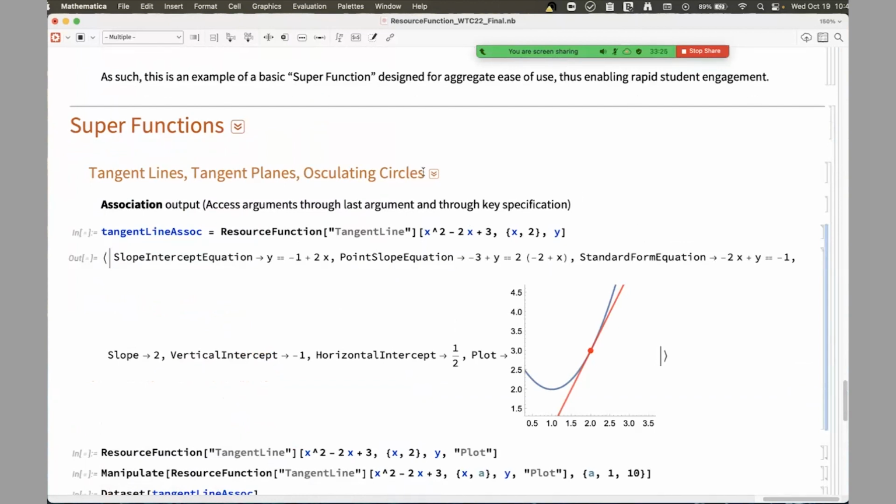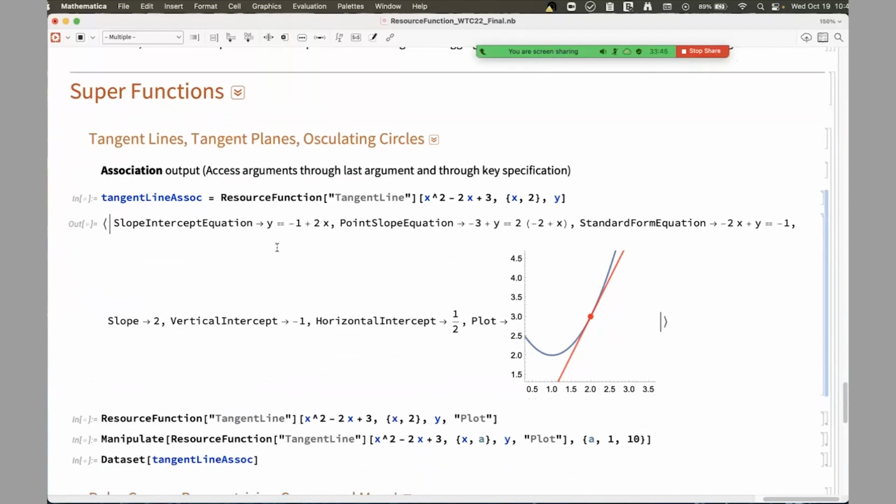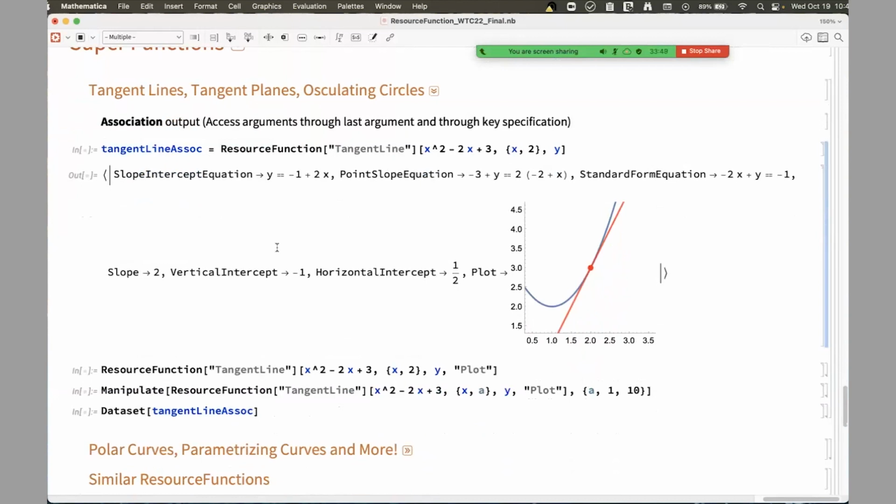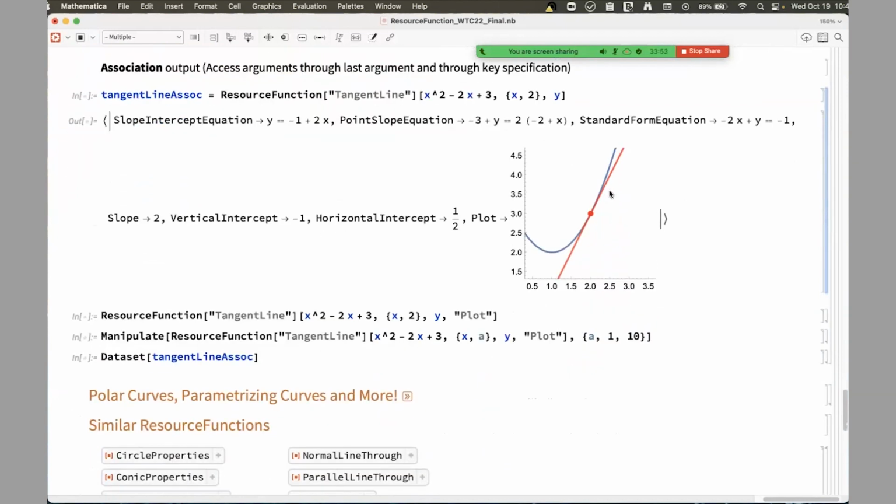tangent line. So for instance, you can write a tangent line in slope intercept form. You also have the point slope form, and you also have standard forms. And depending upon what sort of activity you're looking at, you're going to want a different form of that equation. So the point being of developing these super functions is that you'll have ease of access to the various properties of a function. So we also return the slope and the vertical intercept and the horizontal intercepts here. And you'll notice we also return this plot here.